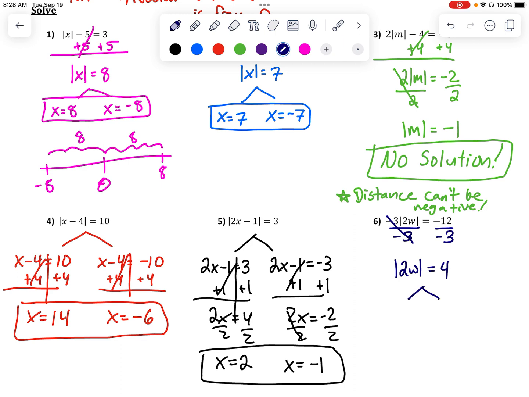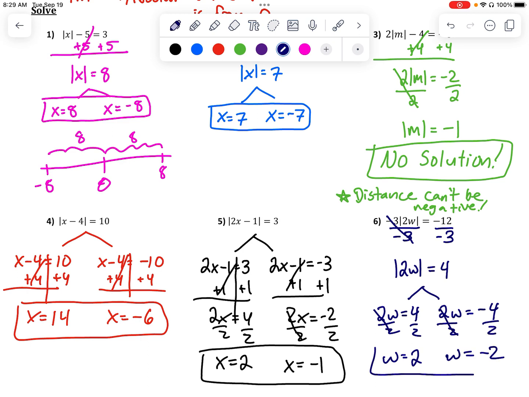So this works. It can be a distance of 4 from 0. So we'll have 2w equals positive 4 and 2w equals negative 4. And then we can divide by 2. So w equals positive 2 and w equals negative 2.